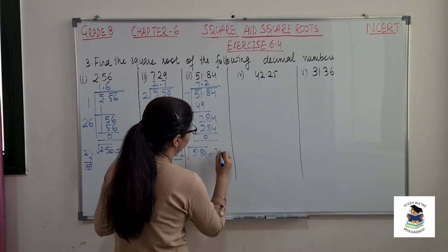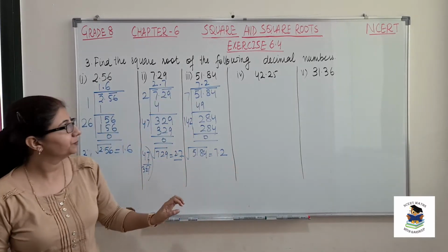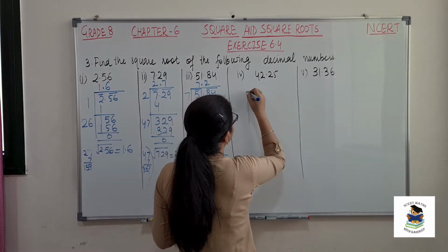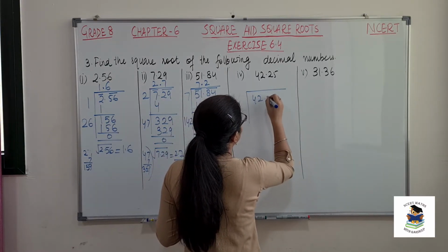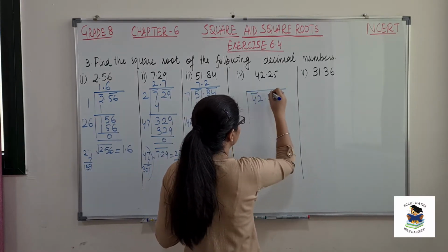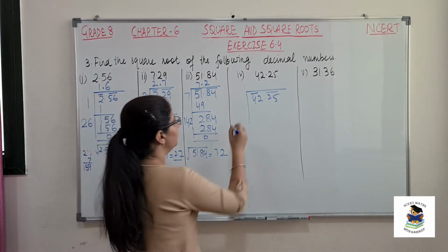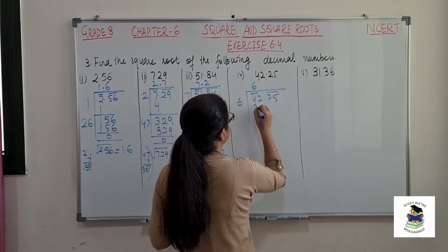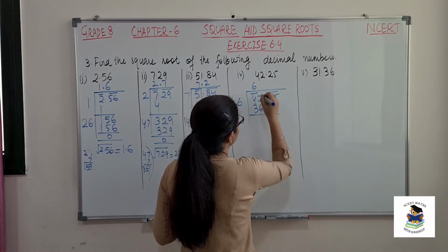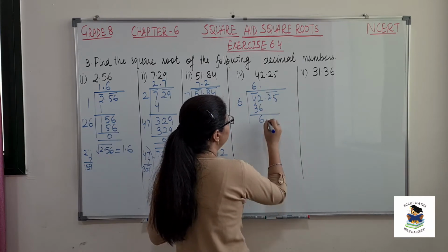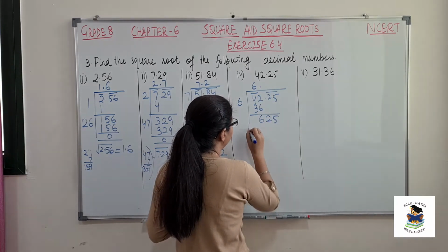Okay. So what is square root of 51.84? This is 7.2. Fourth one is 42.25. So 42.25, this is one pair. This is second pair. So 6 6s are 36 because 7 7s is 49. So we'll start with 6. So remainder is also 6. Decimal will come here. Now 25 will come here.